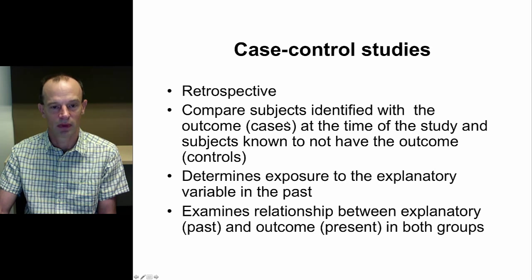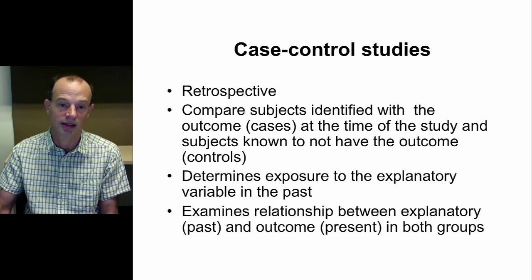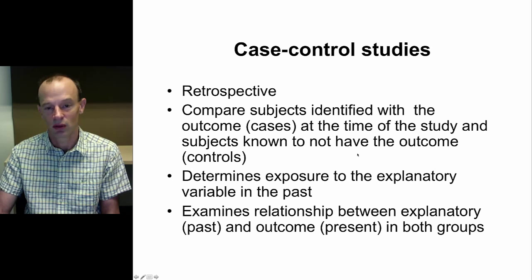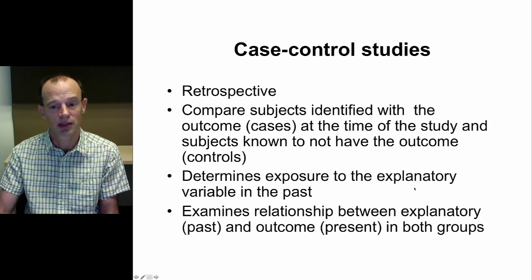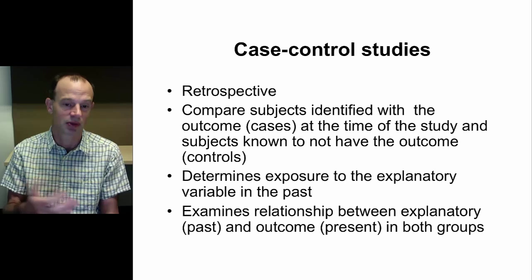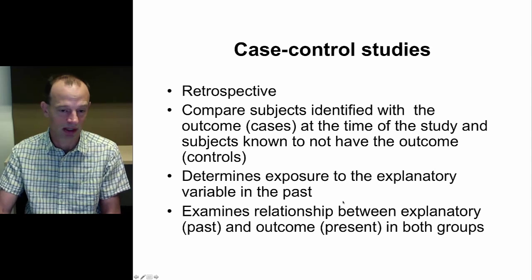So what you do is you specifically select cases, who are subjects who are identified with the outcome at your particular time. So for instance, lung cancer. So you go and you search for a number of lung cancer patients, and then you also select a number of control subjects who are known not to have lung cancer at the time of the study. And then you ask people questions, or you do some measurements to determine exposure to explanatory variables in the past. So for example, you can ask people with lung cancer if they smoked in the past, and this was actually the study design that first showed the relationship between cigarette smoking and lung cancer.